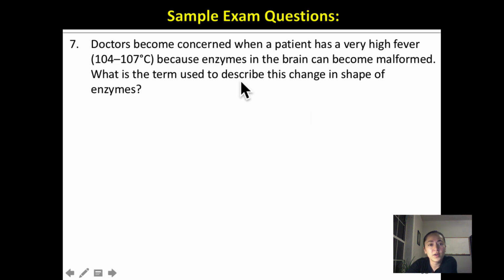Okay, here's another question. Doctors become concerned when a patient has a very high fever because enzymes in the brain can become malformed. What is the term to describe this change in shape of enzymes? You better know this word. It's a really important one, and that's denaturation. So that's a result of high temperatures usually.